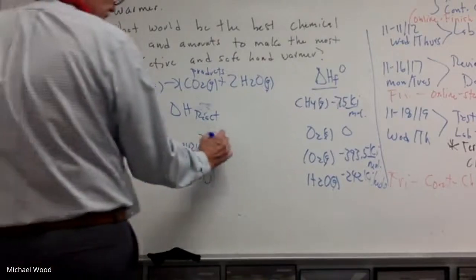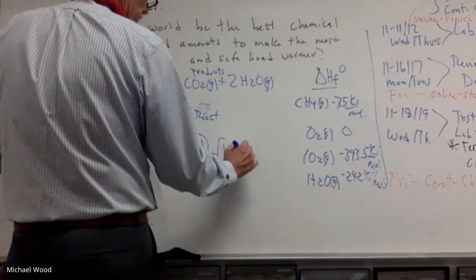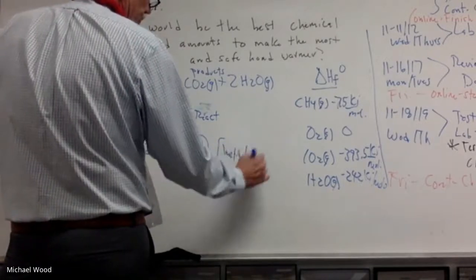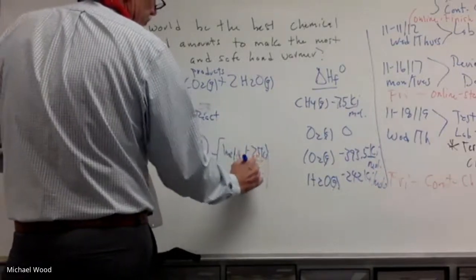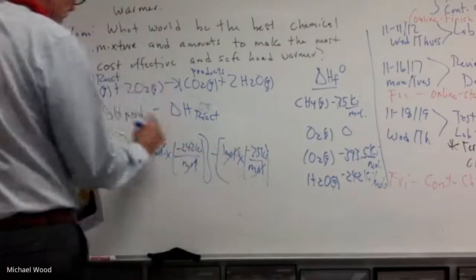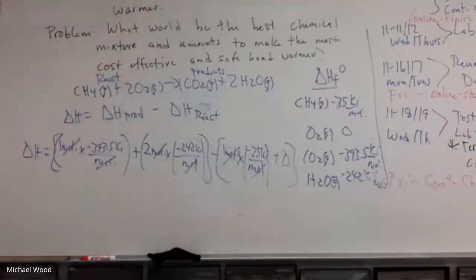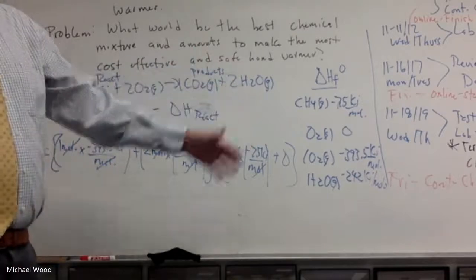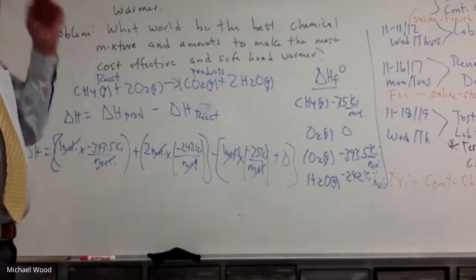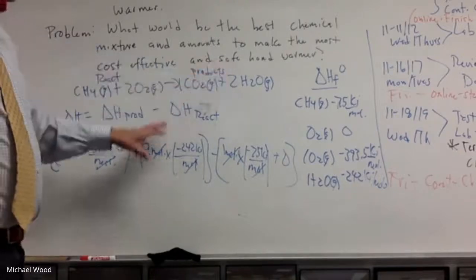Now I'm going to do the reactants. Because the coefficient is 1, I have 1 mole of CH4, and I'm going to multiply. CH4 is negative 75 kilojoules per mole. And then O2 is 0. So my units here will be in kilojoules. You just got to make sure you look up the values. Usually I give them to you, but in the book you have to go look them up. Make sure the coefficients are the moles. Make sure you do the products and then you do the reactants.